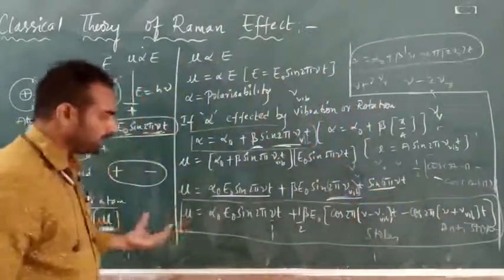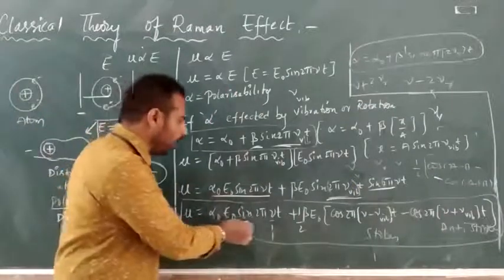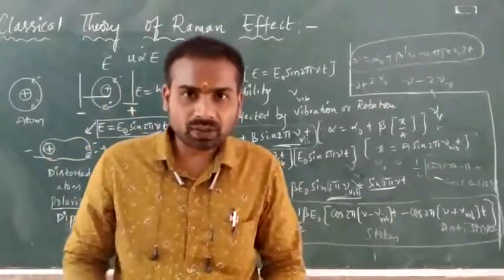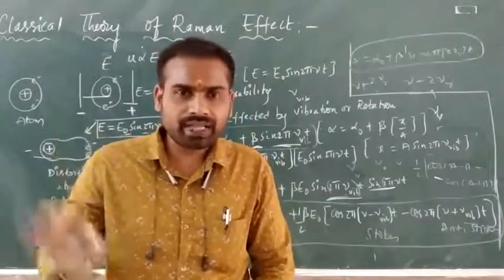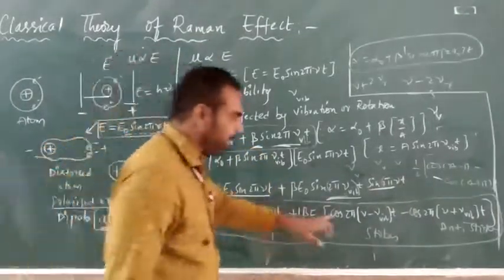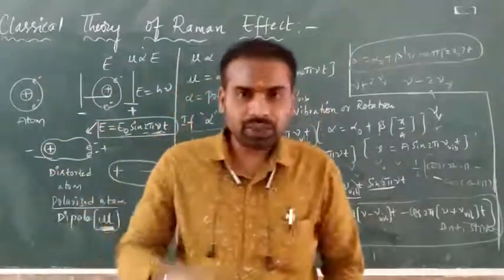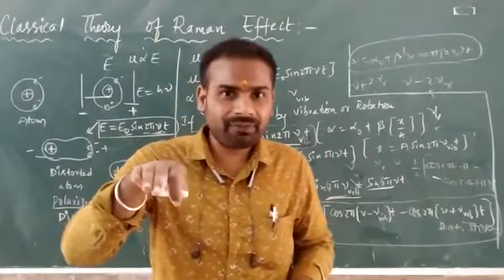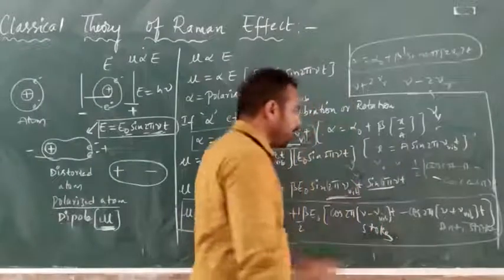Now observe this expression. What is the dipole moment here? Mu is equal to alpha naught E naught sin 2 pi nu t. Here we are getting nu, the incident frequency. It is also called Rayleigh frequency because in the Rayleigh experiment there is no change in frequency or wavelength. In the last class I explained. Here, nu minus nu vibration is the frequency less than the incident frequency, nothing but Stokes lines. Raman lines, Stokes lines.